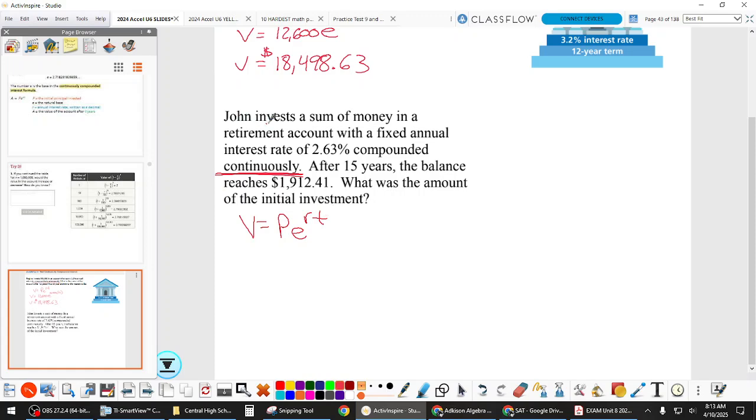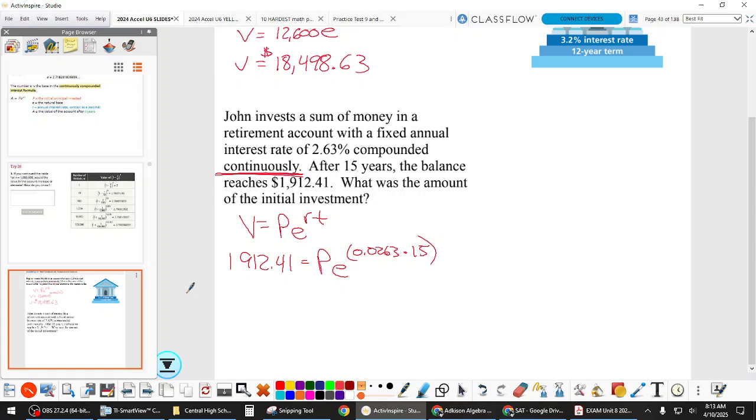And it says John invests a sum of money, meaning we don't know how much he invested initially. But we do know later on it's 1,912.41. P is what we're solving for. And then the rate, 0.0263 times 15. And I did parentheses, you don't need it. But anyway, how do we get P by itself? That's the question in this one.